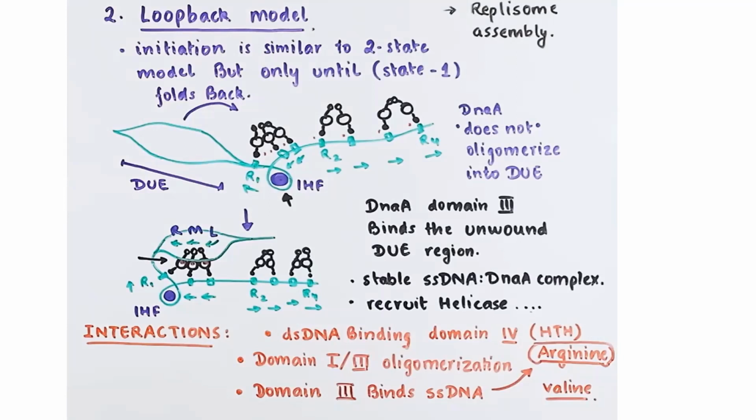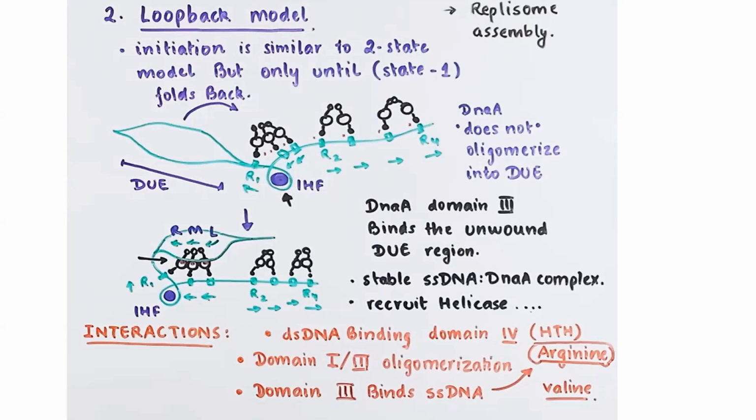This is once again possible because of the topological change created by the IHF protein. This leads to the formation of a stable single-stranded DNA and protein complex, which is ready to recruit helicase.